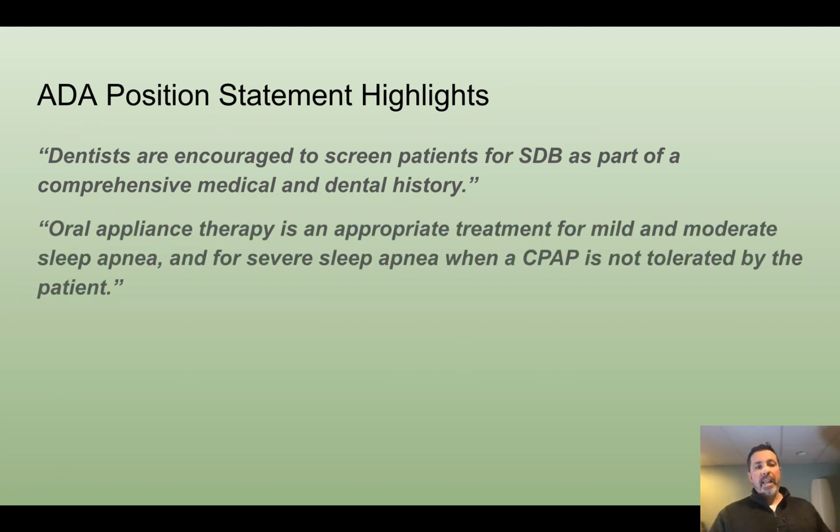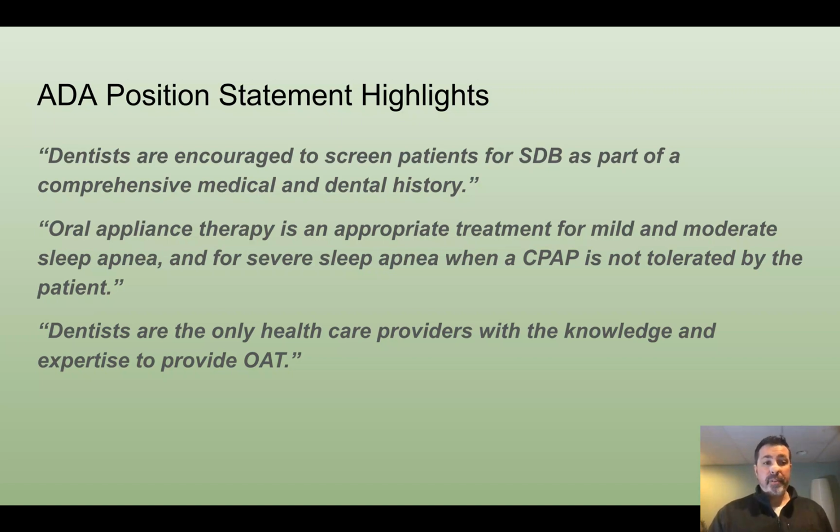Another highlight from the ADA position statement: oral appliance therapy is an appropriate treatment for mild and moderate sleep apnea and for severe sleep apnea when a CPAP is not tolerated by the patient. What they're saying here is you can absolutely do these for patients with a prescription from a physician in place of a CPAP if the condition is mild or moderate, which is going to be most of your patients. Most of your patients are not going to be in the severe range. With that said, most of the patients you're going to help, the lowest hanging fruit, are the patients who have severe sleep apnea that are intolerant to the CPAP. And here's the position statement from the ADA, giving you the confidence that you can absolutely do this with the comfort of knowing you're practicing within the scope of your dental license.